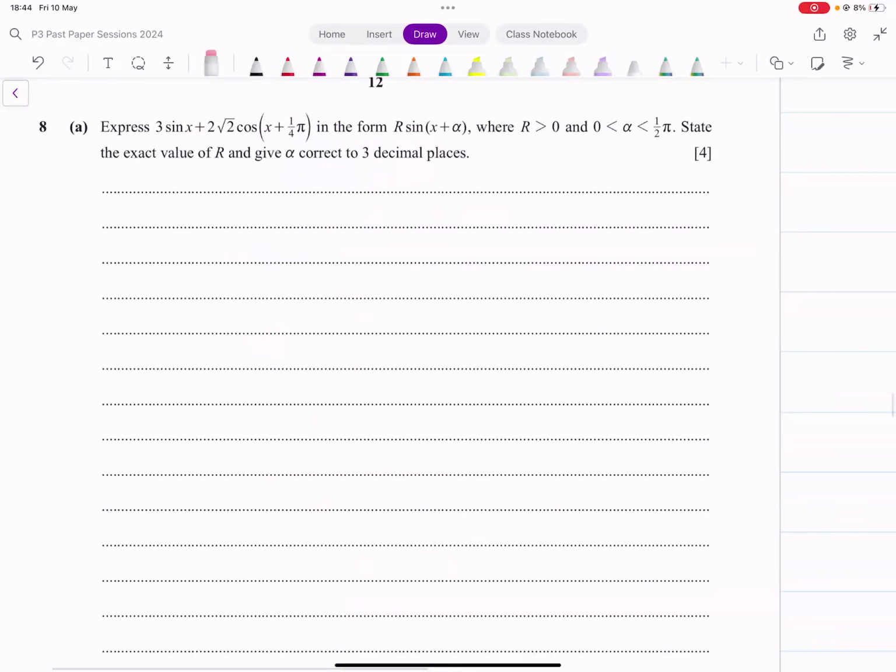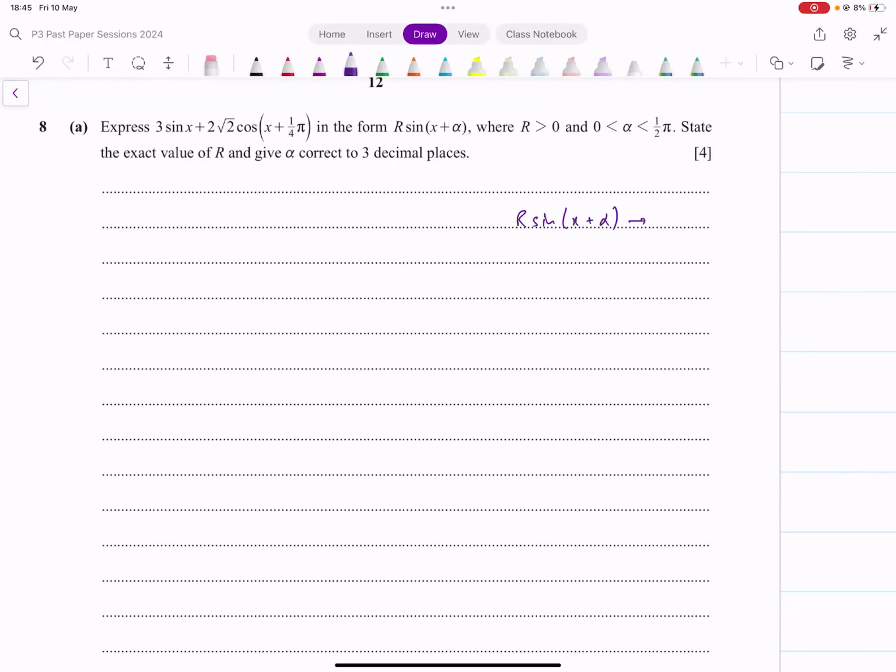It says express 3 sine x plus 2 under root 2 cos of x plus π/4 in the form r sine of x plus alpha, where r is greater than 0 and alpha is between this. State the exact value of r and give alpha correct to 3 decimal places. Okay, now what's the form that you want? The form that you want is r sine of x plus alpha.